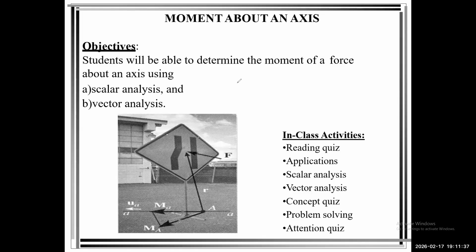Alright. So here we're gonna look at the moment about an axis, which is totally different from what we're doing. Previously we were looking at the moment about a point. You should see now this part of Unit 5. It says you have to determine the moment of a force about an axis using scalar analysis and vector analysis. So there's something called scalar analysis and vector analysis.